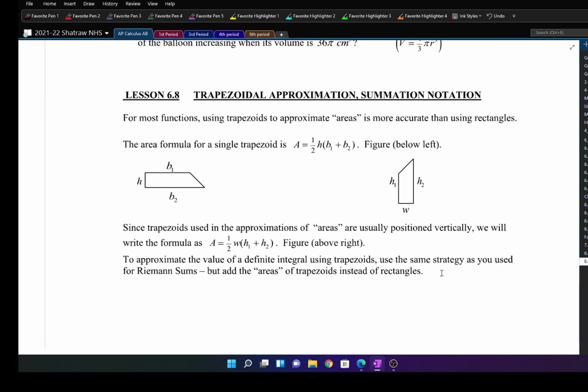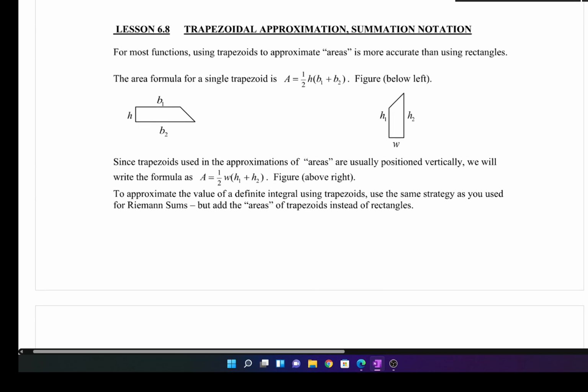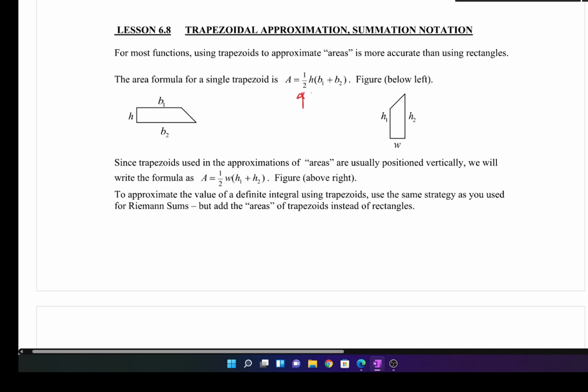For most functions, using trapezoids to approximate areas is more accurate than using rectangles. So we have the area for a trapezoid as being 1/2 the height times the bases being added together. Most of the time when you looked at a trapezoid, it looked like this, where the bottom base was definitely longer than the top base.